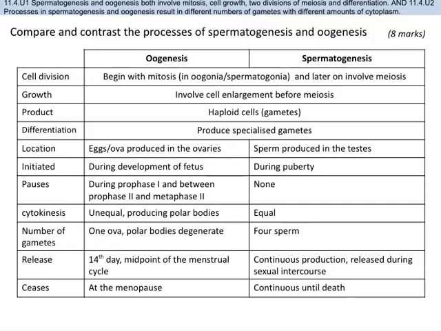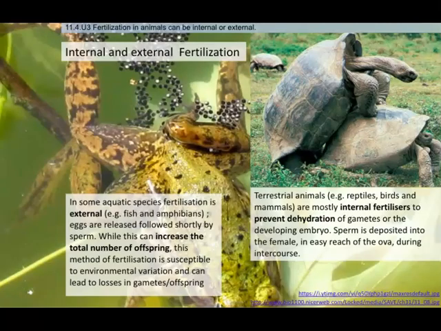Here you go. Okay, this next part is going to be about fertilization of egg and sperm. One of the things that the IB wants you to know about is that fertilization in animals can be internal or external. Let's start with external. Some aquatic species, like fish and amphibians, practice external fertilization. It means that the female will lay her eggs, and shortly after, the male will release his sperm into the water, and the eggs are fertilized.